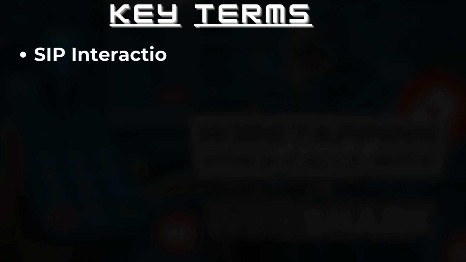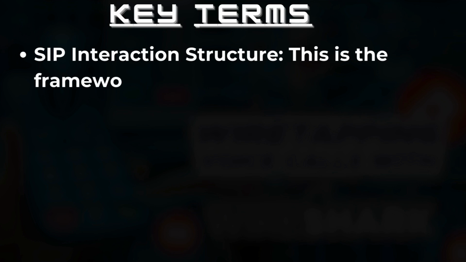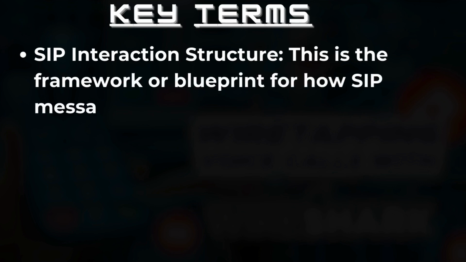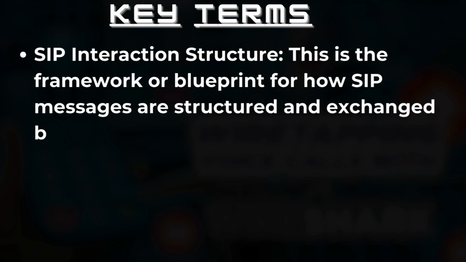SIP interaction structure. Think of it as a framework or a blueprint for how SIP messages are structured and exchanged between devices. It's like following a recipe. Each step and ingredient, which is the SIP message, is essential for the final dish, which is the successful call.